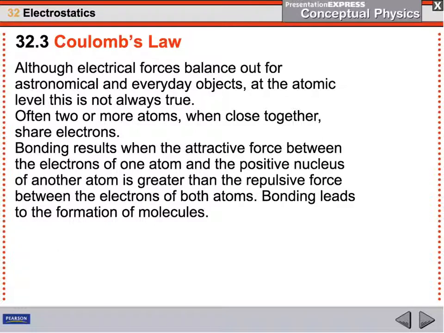Although electrical forces balance out for astronomical and everyday objects, at the atomic level this is not always true. Often, two or more atoms, when close together, share electrons. Bonding results when the attractive forces between the electrons of one atom and the positive nucleus of another atom are greater than the repulsive forces between the electrons of both atoms. Bonding leads to the formation of molecules.